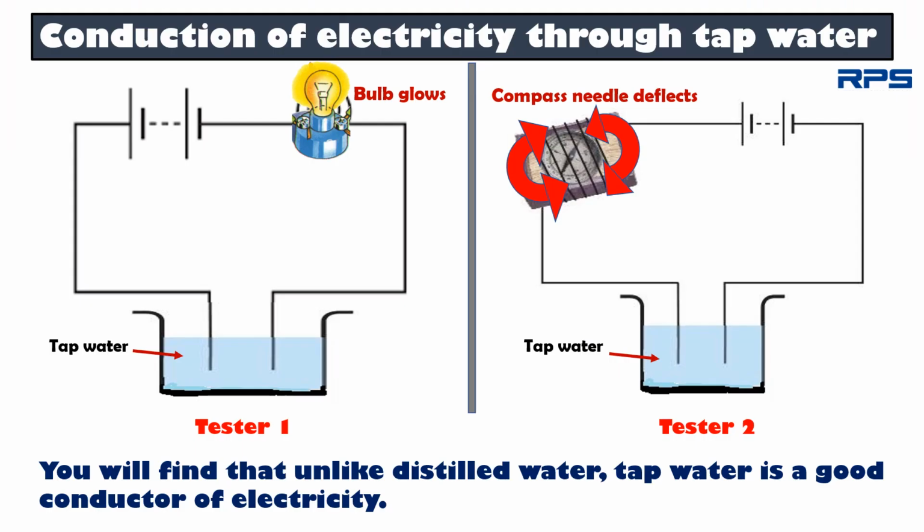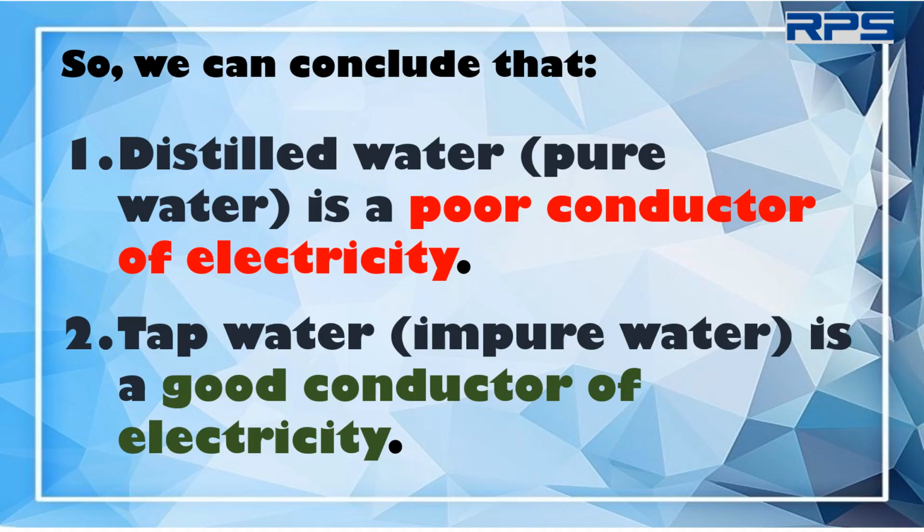Now, use any of the two testers to check the electrical conductivity of tap water. You will find that unlike distilled water, tap water is a good conductor of electricity. So, we can conclude that distilled water is a poor conductor of electricity, whereas tap water is a good conductor of electricity.